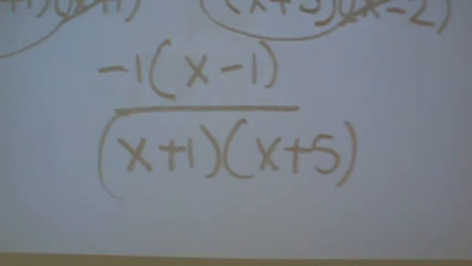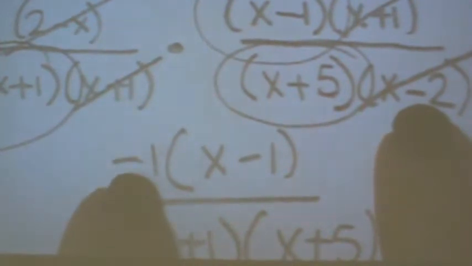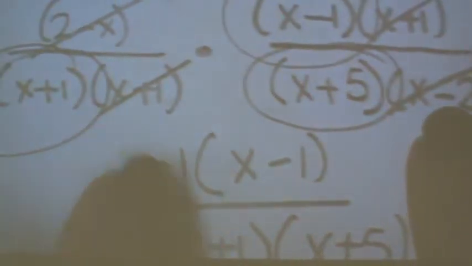I'm gonna cancel x plus 1 and 2 minus x. How's that? These two are a match, but they're opposite signs, so we put the -1 in place. Just a lot to take in.